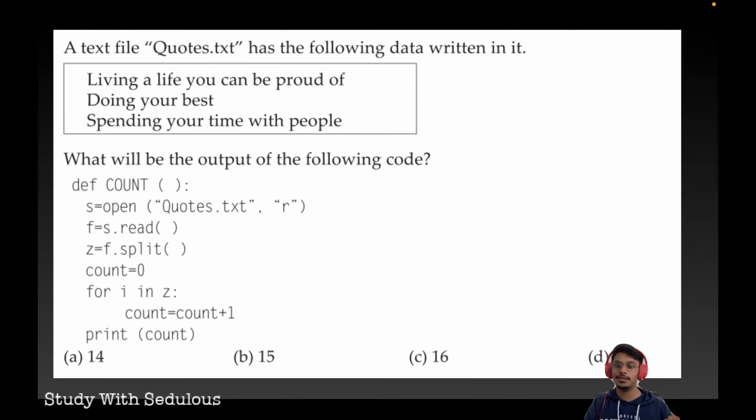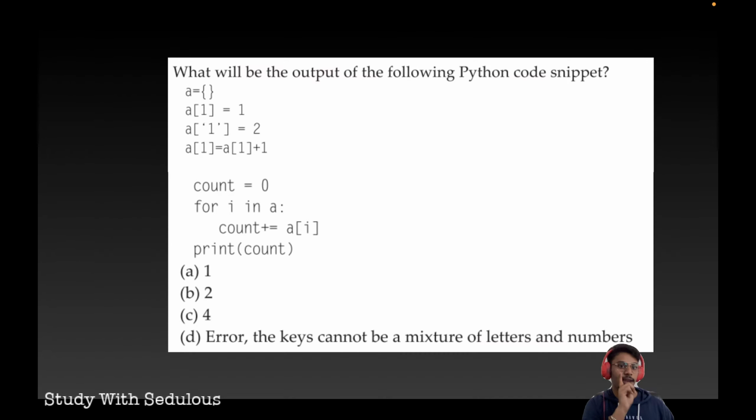What will be the output of the following Python code snippet? A is a dictionary, and A's number 1 element would be 1. Then that's actually the next element, I suppose it should be. And then A's number 1 is equal to A's number 1 plus 1, that is 2. Count is equal to 0. For I in A, count plus equals A of I. Print count.